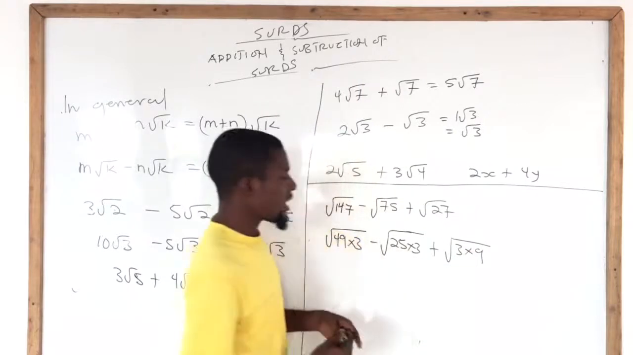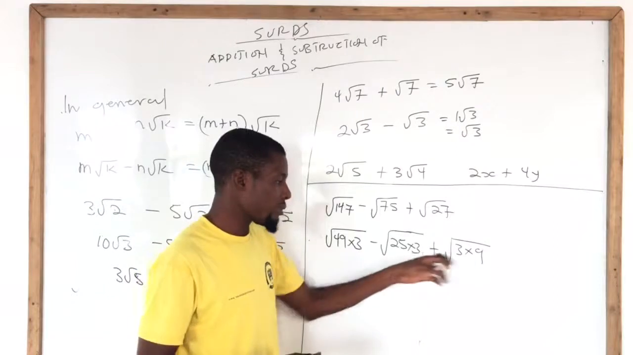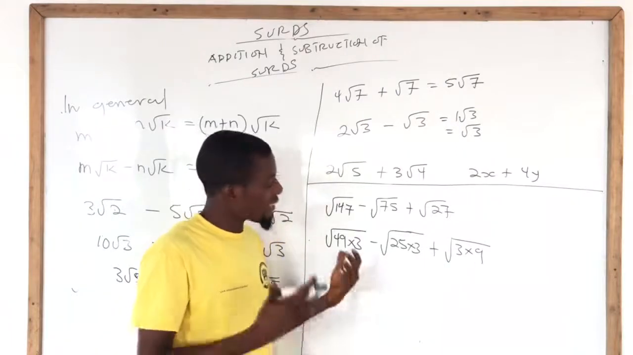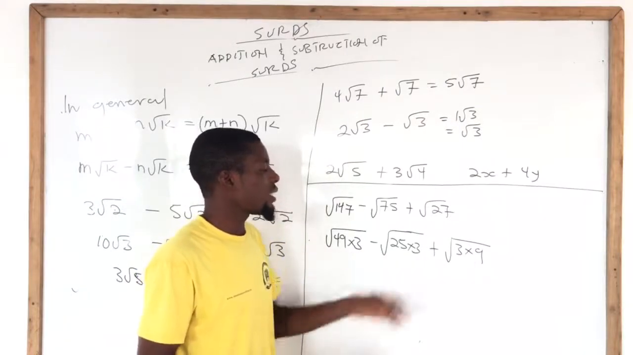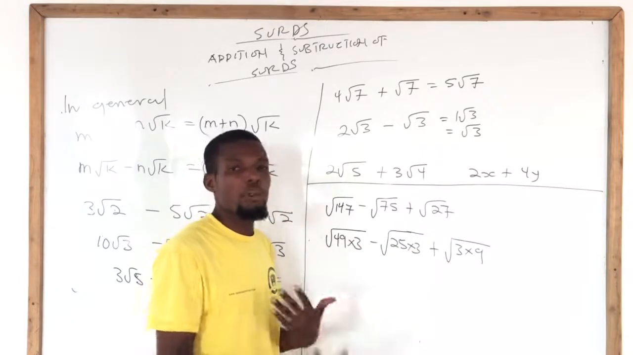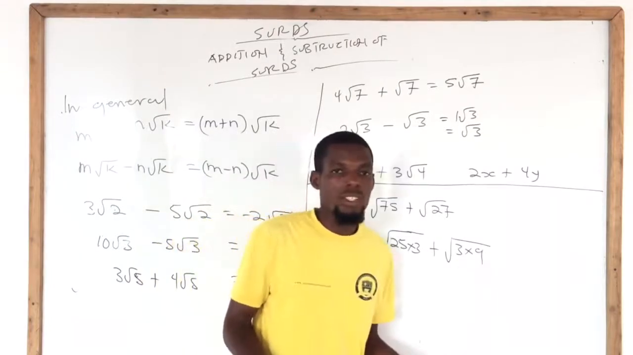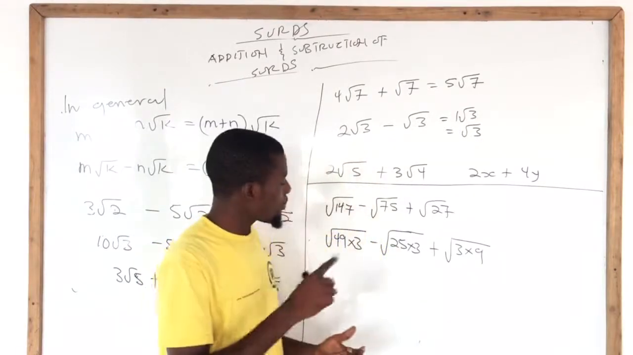Now you realize that almost all the imperfect squares they said are the same. Not almost, they are all the same. 3, 3, 3. I set the questions in such a way that you get most of the irrational numbers being the same so that you can perform the operation. Because remember, if they are not the same, you cannot add or subtract. Are you getting that? And let me show you a simple trick here.